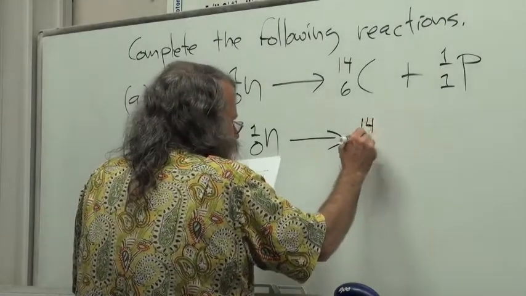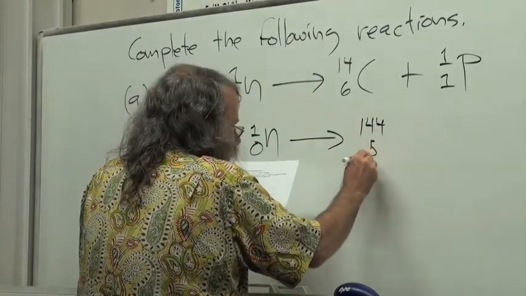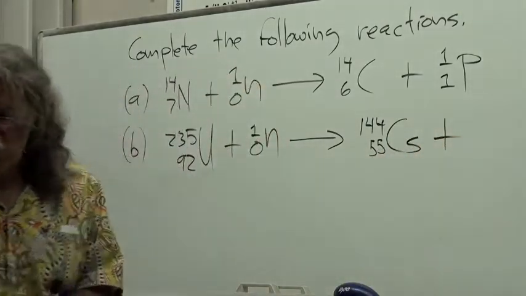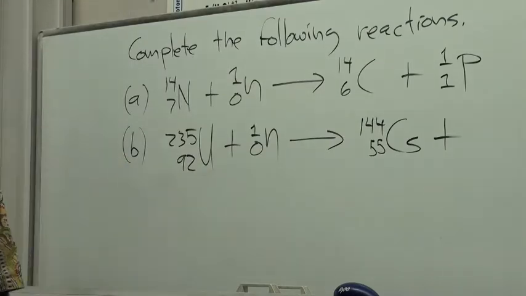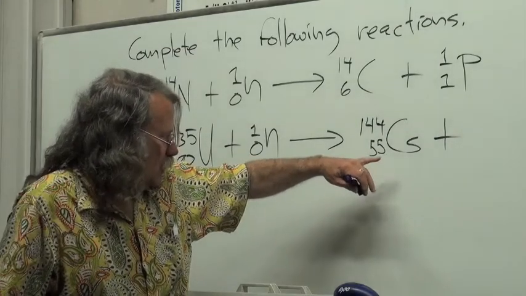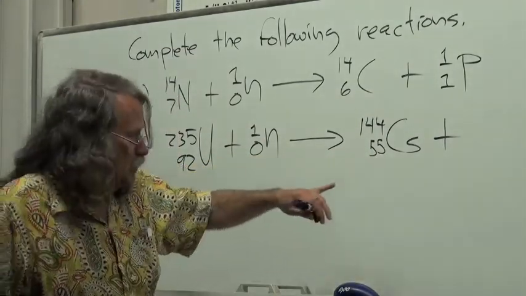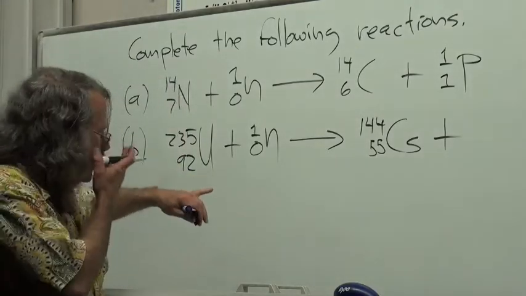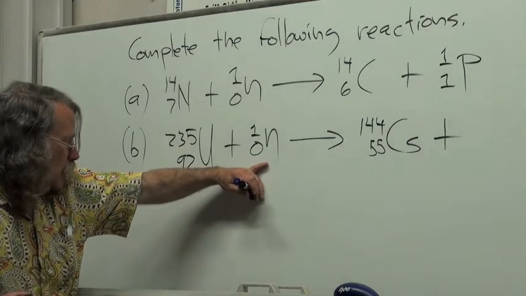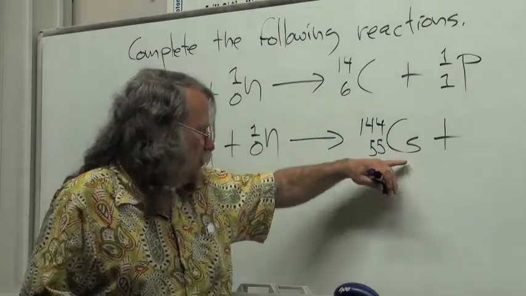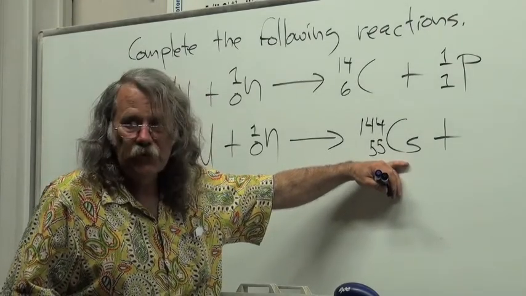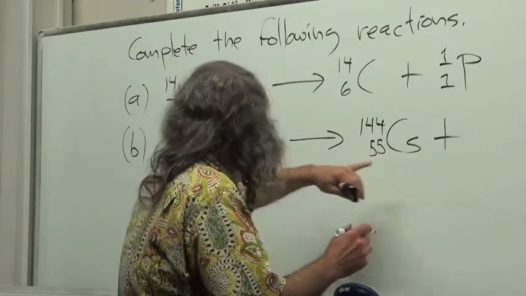Gives me 144, 55 cesium, plus what? When U-235 is bombarded by a neutron, it's going to fission to give me cesium 55, plus what?